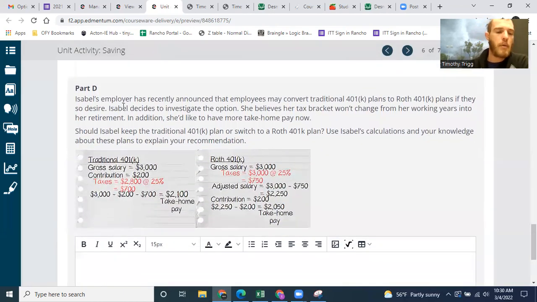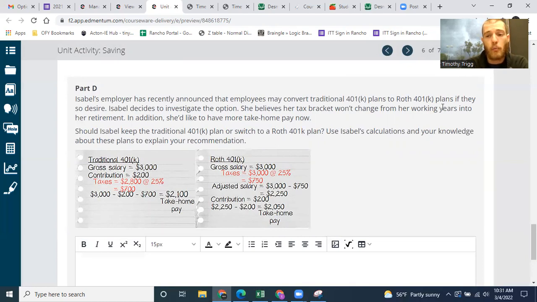Okay. Part D, Isabel's employer has recently announced that their employees may convert traditional 401k plans to a Roth 401k plan if they so desire. Isabel decides to investigate the option. She believes her tax bracket won't change from her working years into her retirement. In addition, she'd like to have more take-home pay now. Should Isabel keep the traditional 401k plan or switch to the Roth 401k plan? Use Isabel's calculations and your knowledge about these plans to explain your recommendation.